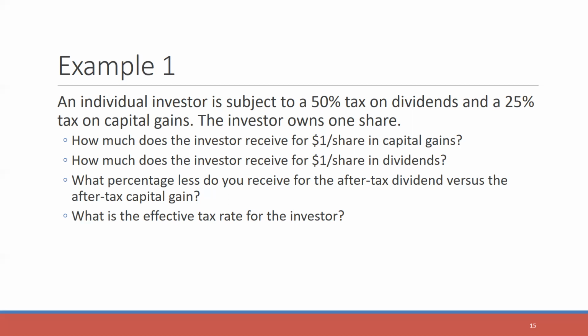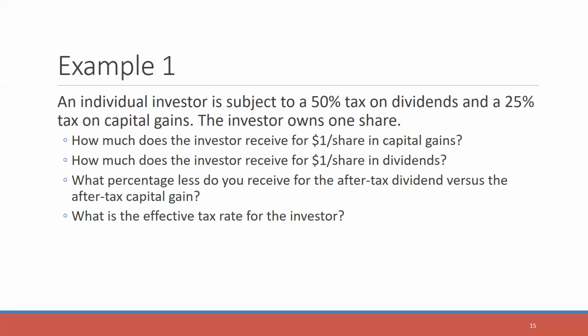What percentage less do you receive for the after-tax dividend versus the after-tax capital gain? When you look at the answer and you try to set this up, the way that we'll think of this is how much do I make when I'm paid and I'm subject to a capital gain tax? That's 75 cents. 75 cents multiplied by 1 minus something equals how much I make when I'm paid and I'm taxed on the dividend, the 50 cents. Why are we setting it up that way? We're setting it up that way because we want to know what percentage less do we receive for the after-tax dividend versus the after-tax capital gain.